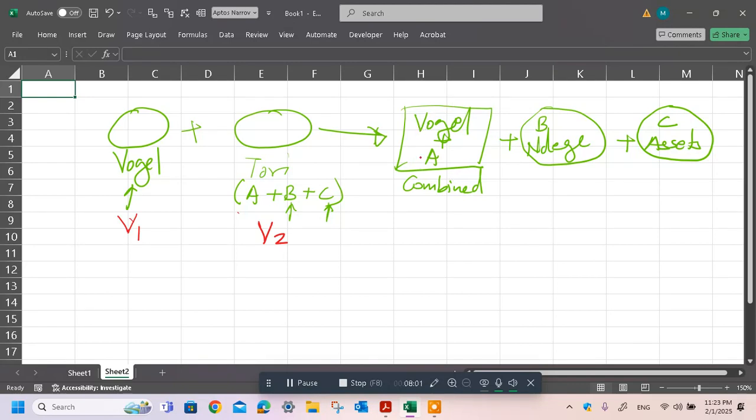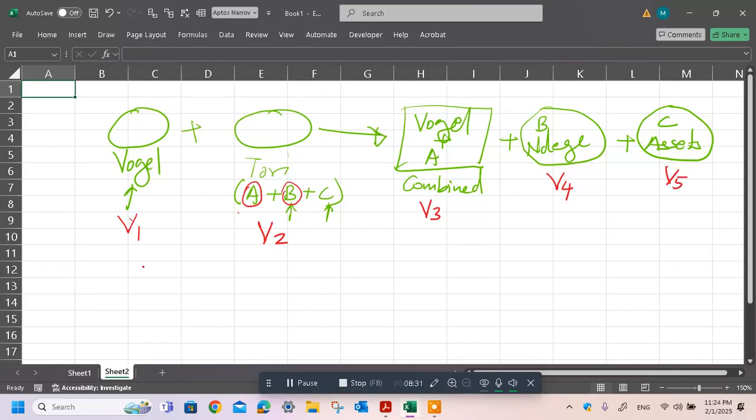Combined company. What is combined company? Vogel plus this Department A. Only this one is going to be combined with Vogel, which is V3. Department B is going to be separated. They call it spinning it off. They spin off B into a separate company, and there must be some valuation information. Let's use that and find V4. C, assets are going to be sold. So let's find how much you're going to get from those asset sales, V5.